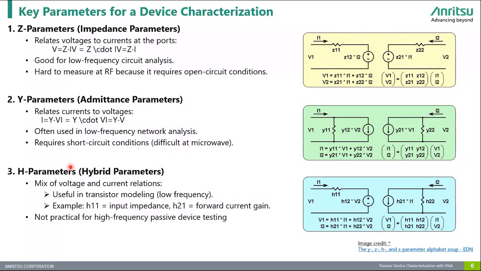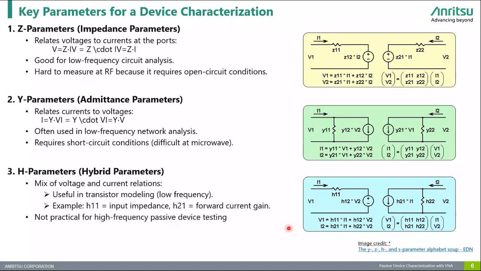Then the third one is H parameters, or hybrid parameters as we call them, which mix voltage and current relations. These are especially useful in transistor modeling at low frequencies. For example, H11 represents input impedance and H21 represents forward current gain. But again, they are not suitable for high frequency passive device testing.